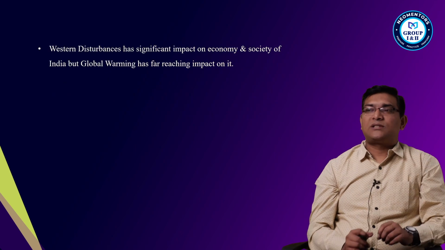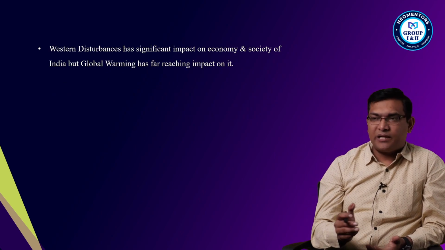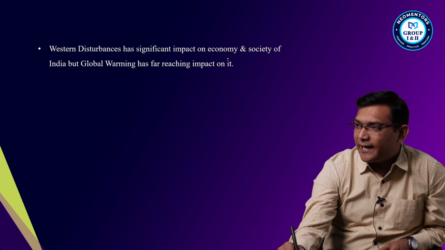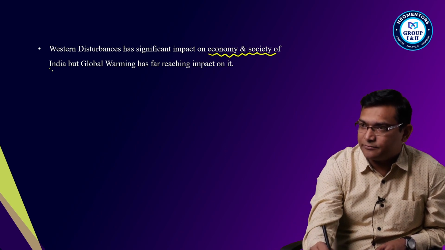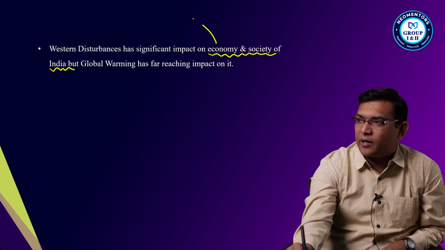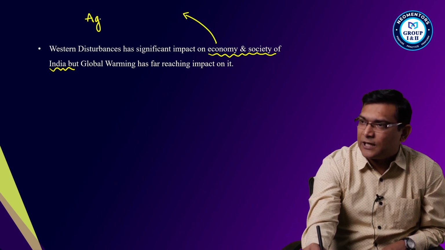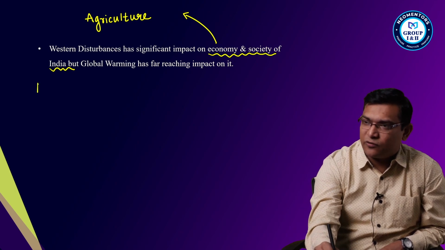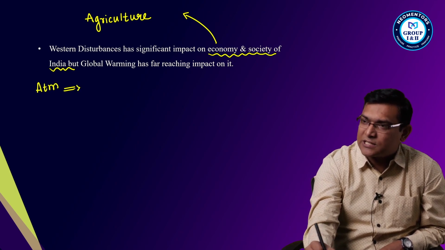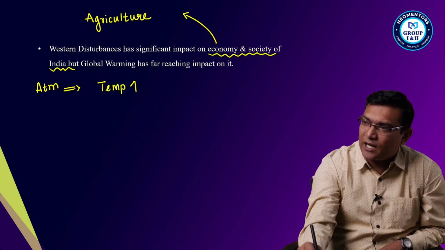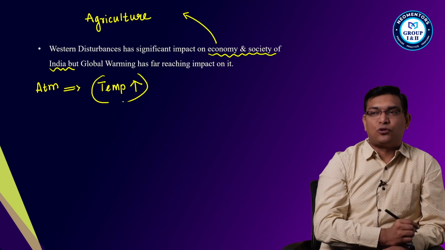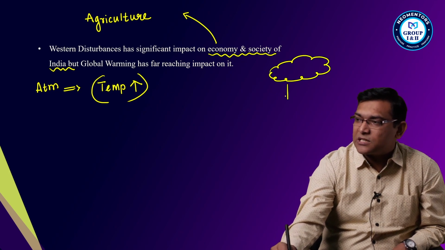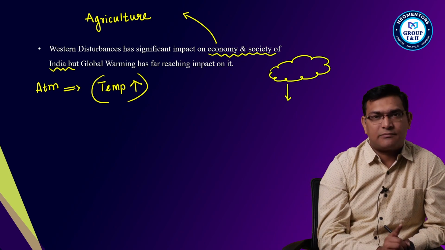Now let us see the conclusion. The conclusion can be written like this: western disturbances have a significant impact on the economy and society of India. That means from the economic point of view, agriculture. From the atmospheric point of view also, temperatures in this area increase. Why? It brings cloudiness. Yes or no? Rainfall means cloudiness, so temperatures will increase in these particular areas, right?